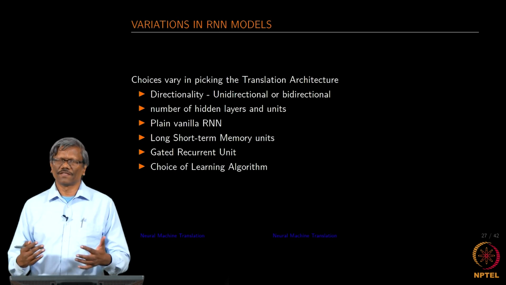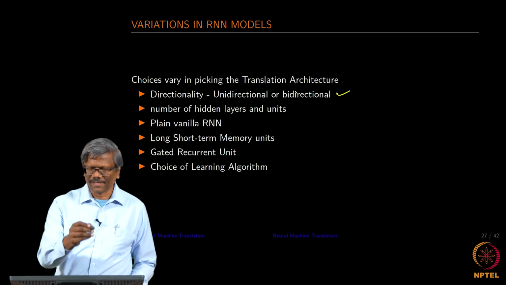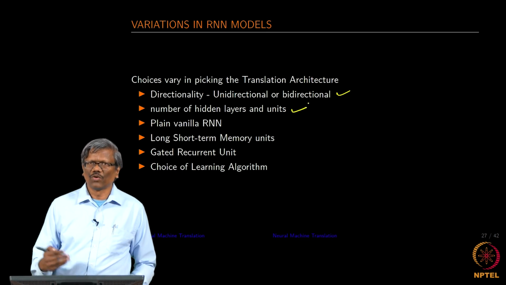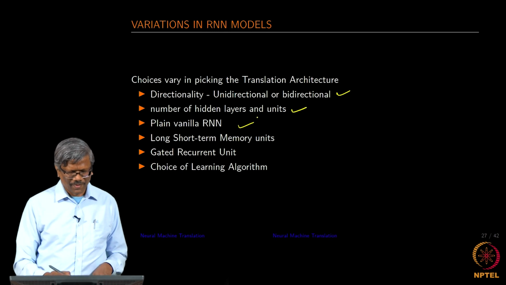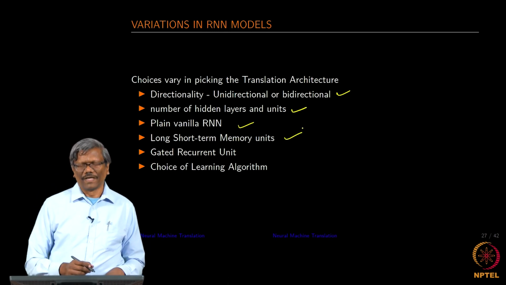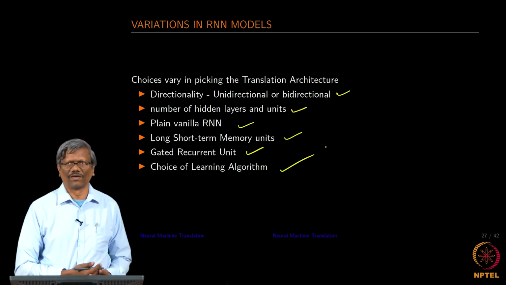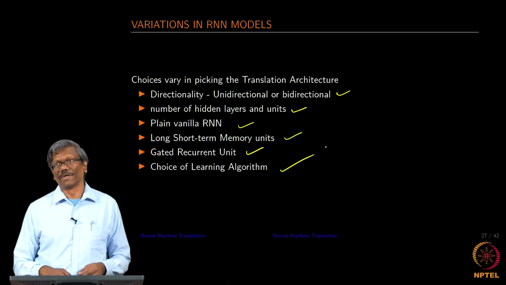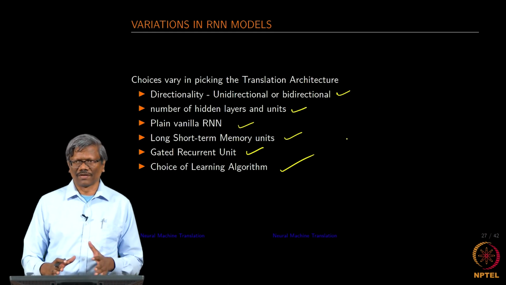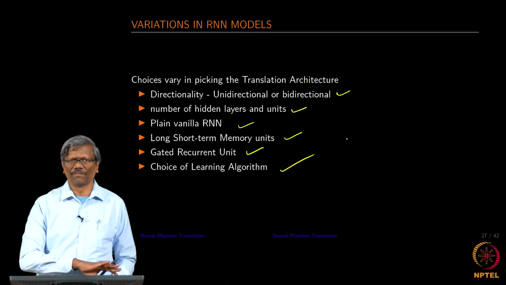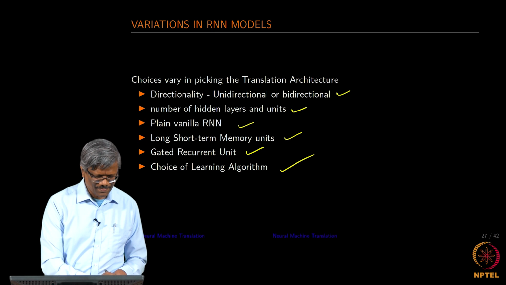So, there are various variations that you can bring into this. Okay. One using the unidirectional or bidirectional, as I mentioned earlier. You can bring in more number of hidden layers and units. We can use a very plain vanilla to do this. We can bring in LSTM as part of the hidden units. We can bring in GRU, and you can also have the choice of learning algorithms, and you can bring in choice of error mechanisms as well as part of that, right. So, the permutations and combinations are huge in this case. So, you can have various different combinations of models available for the translations.